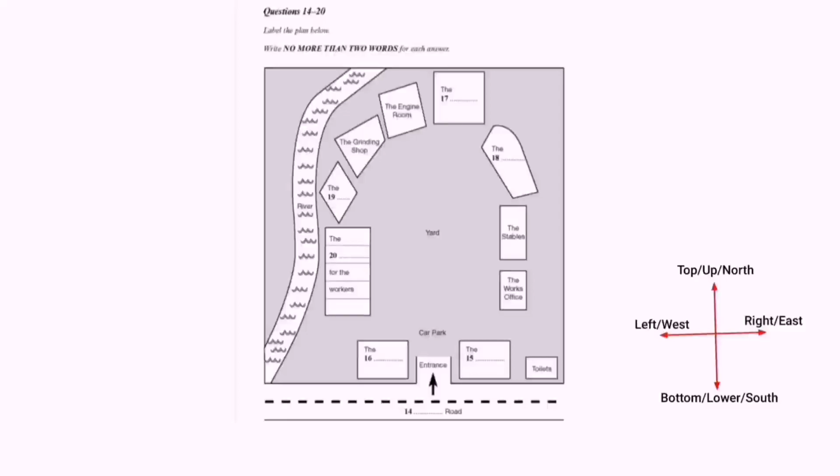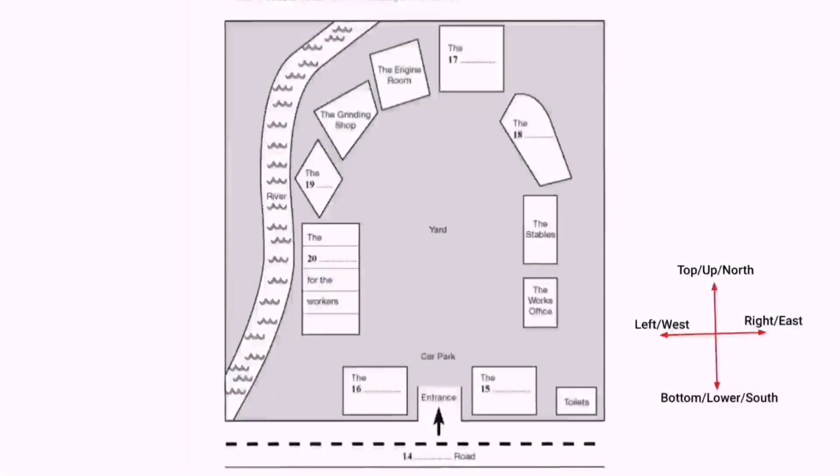Let's start. Question number 14 to 20. Label the plan below. Write no more than 2 words for each answer. We have to label question number 14, 15, 16, 17, 18, 19 and question number 20. We have to focus on the places which are already mentioned. Start from the bottom. Entrance is mentioned. Car park and yard are mentioned. On the right side, toilets, the work office, the stables are mentioned. On the left side, the engine room, the grinding room, and of course, the river is also mentioned.